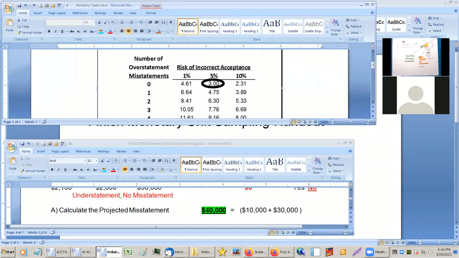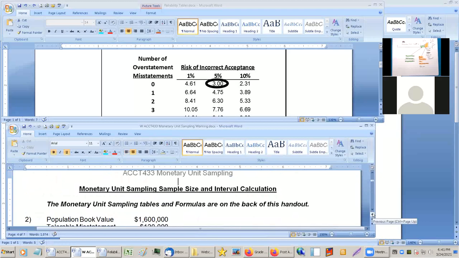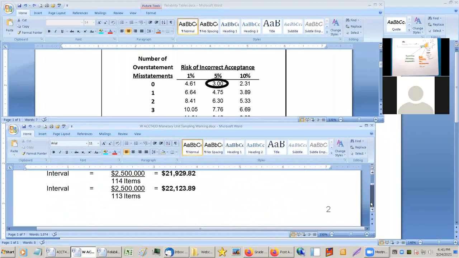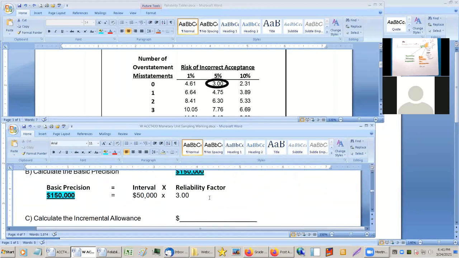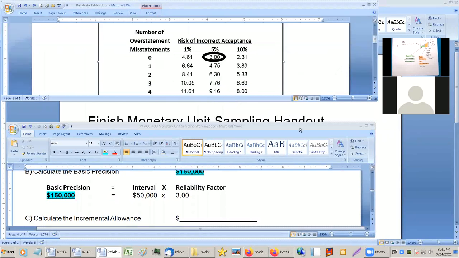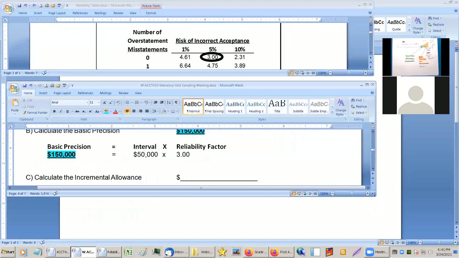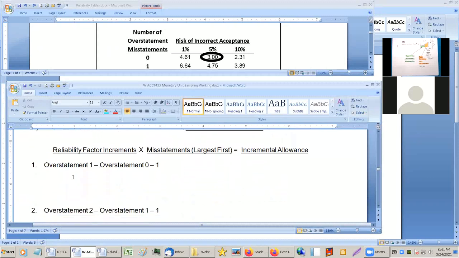Okay, so here's our table above. And here's the handout down below. Okay, so here's at the bottom of the page. Okay, so this is the bottom of problem five.